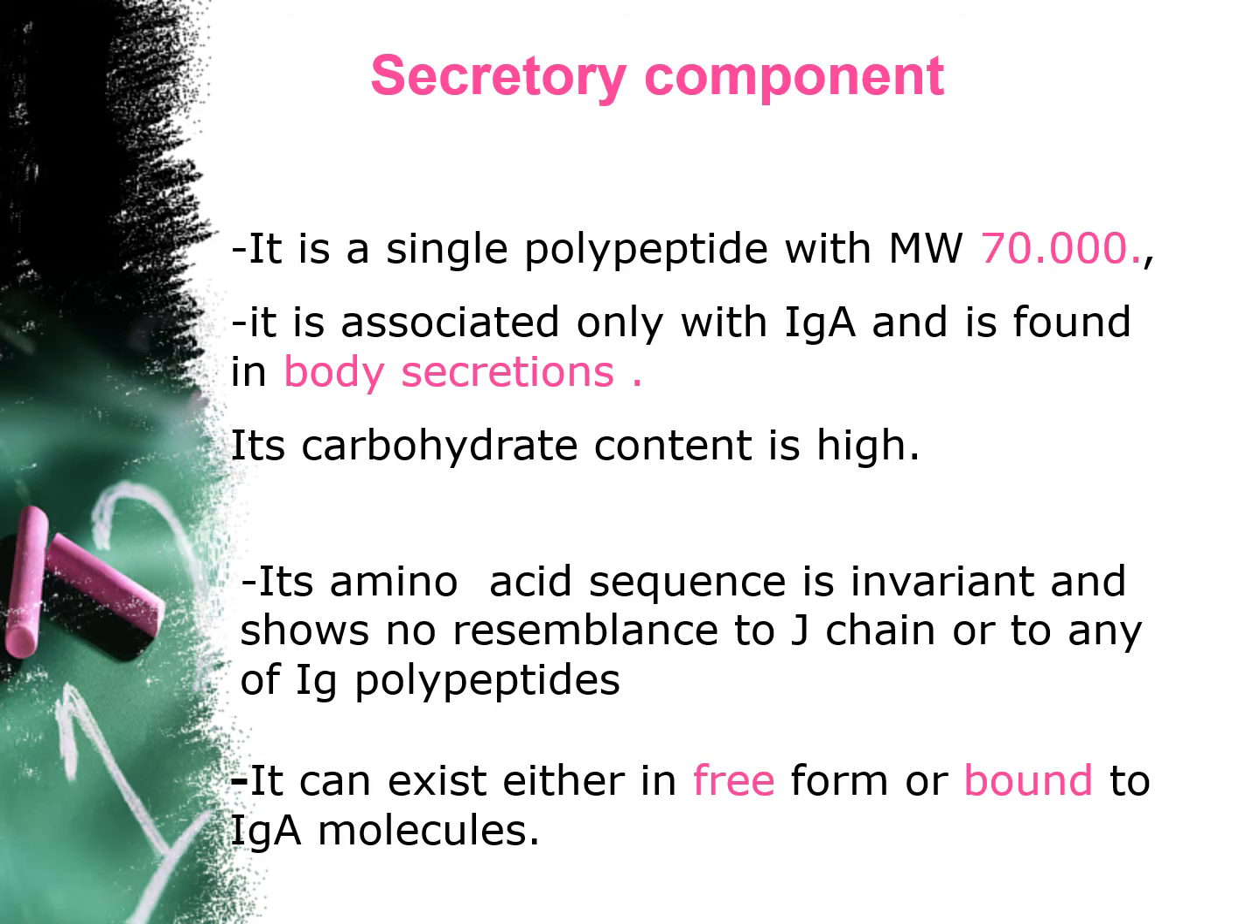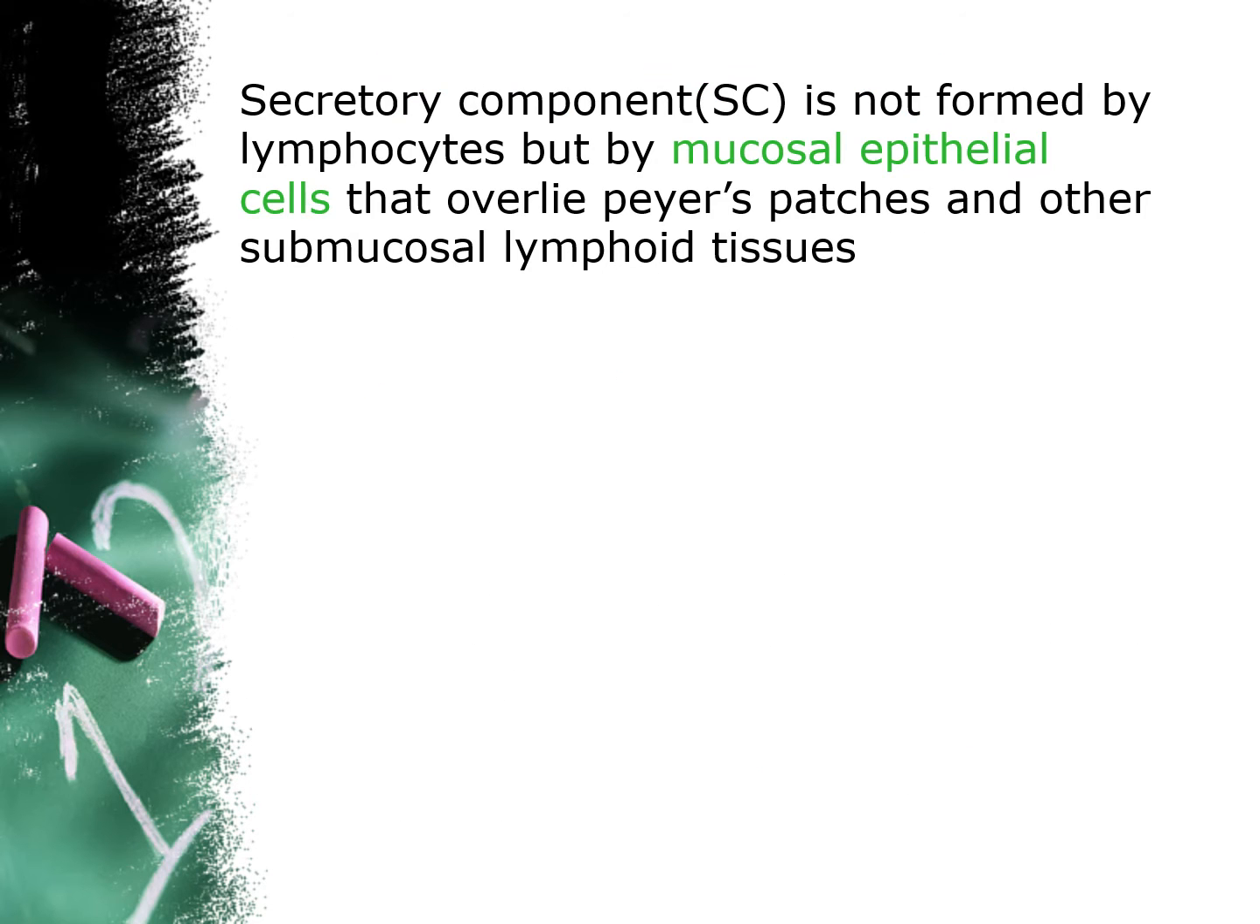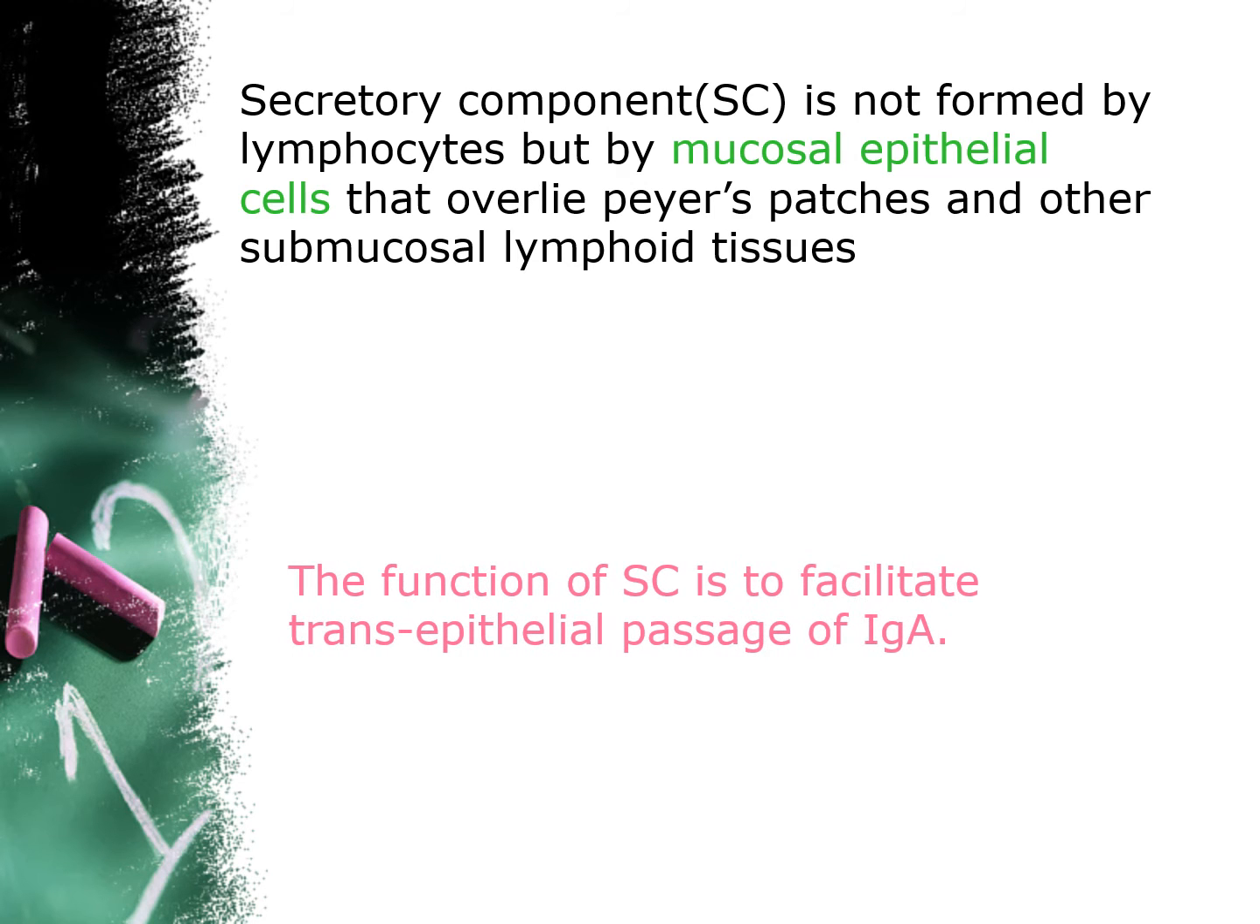Secretory component. It is a single polypeptide with a molecular weight of about 70,000. It is associated only with immunoglobulin A and it is found in body secretions. Its carbohydrate content is high. Its amino acid sequence is invariant and shows no resemblance to J chain or to any immunoglobulin polypeptide. It can exist either in free form or bound to immunoglobulin A molecule. Secretory component is not formed by lymphocytes but by the mucosal epithelial cells that overlie Peyer's patches and other submucosal lymphoid tissue. The function of secretory component is to facilitate transepithelial passage of immunoglobulin A.